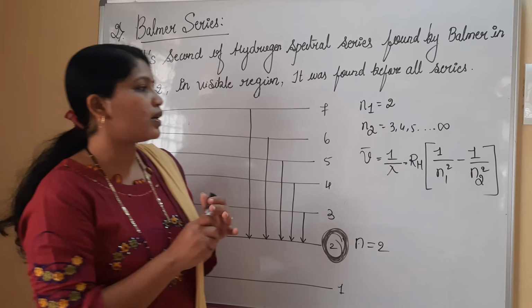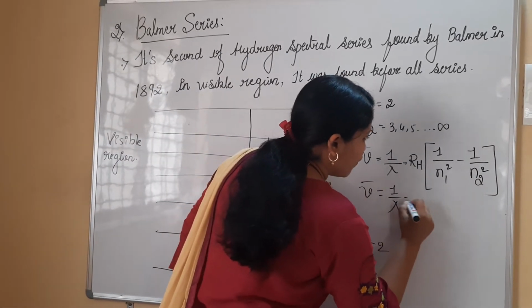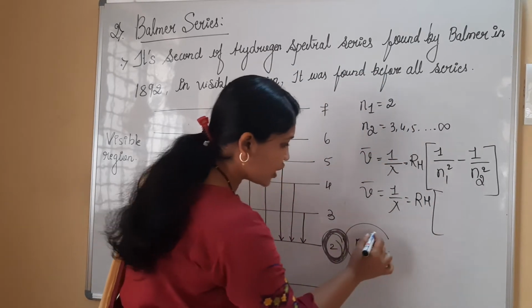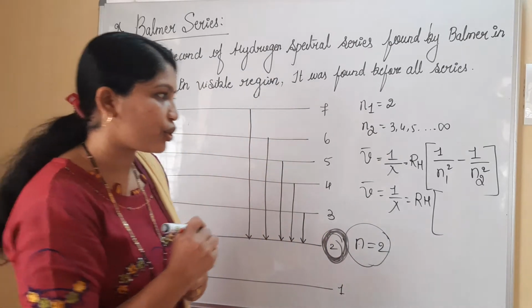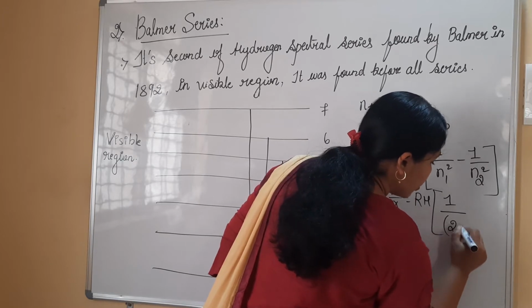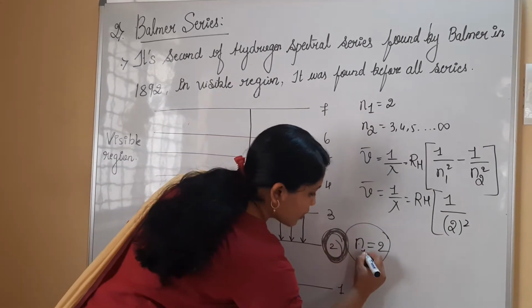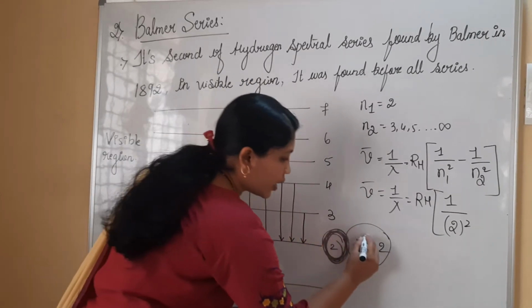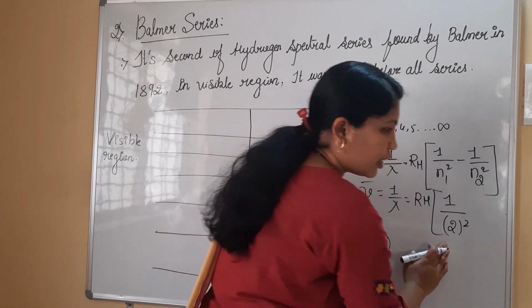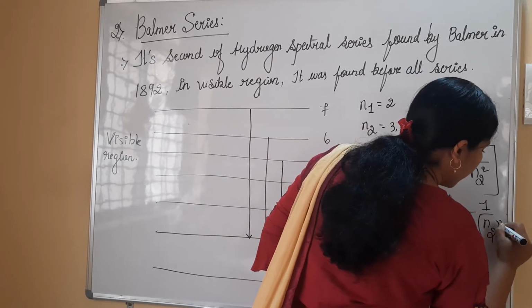With respect to the Balmer series, nu bar equal to 1 by lambda, and this is RH. We know that n1 is fixed, that is 2, energy state 2. How must I mention it? I must write n1 square, where the value is 2. These are energy shells. I will be considering 2 square. n2 we don't know, it is not given. n2 square we will be applying here.